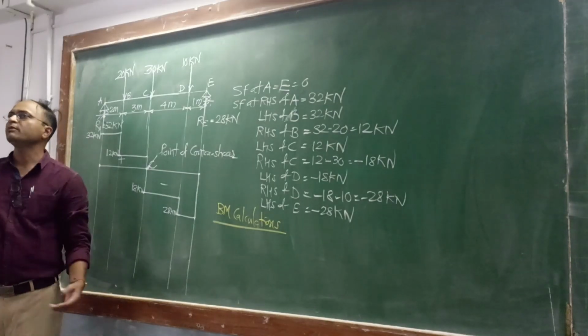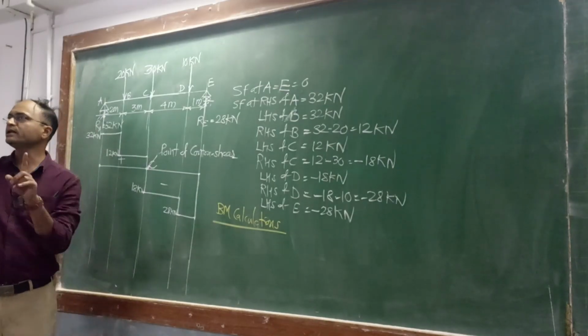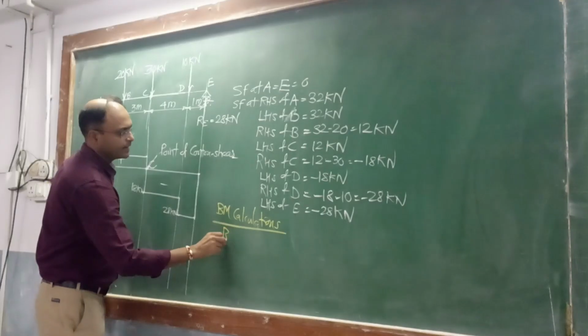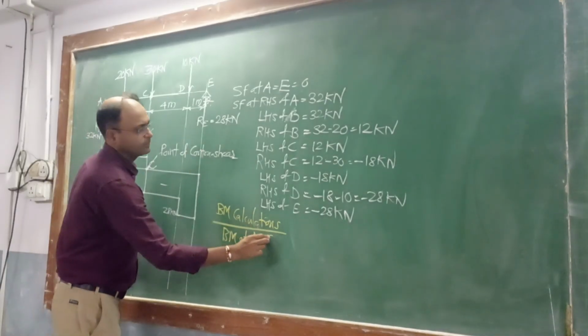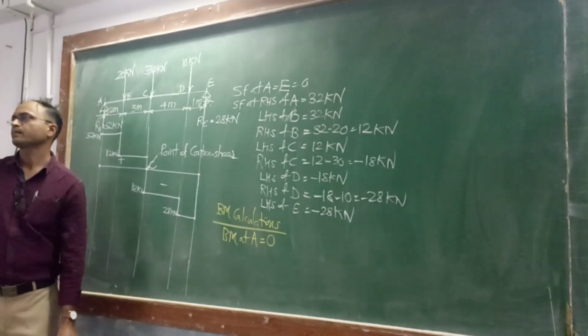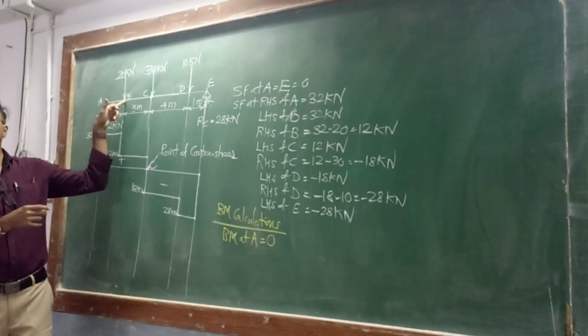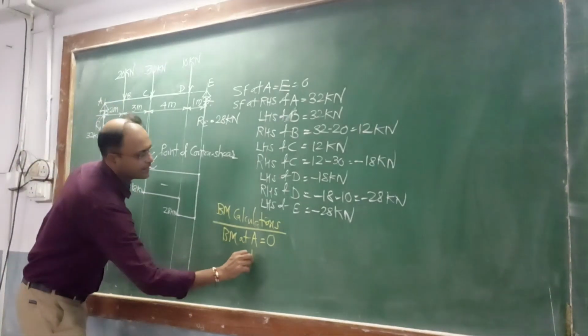At supports, what is the value of bending moment? 0. Everyone, are you clear? Bending moment at A is equal to 0 because it is a support. Let us go to the next point. Which is the next point? Point B. So bending moment at B is equal to, how to calculate the value?